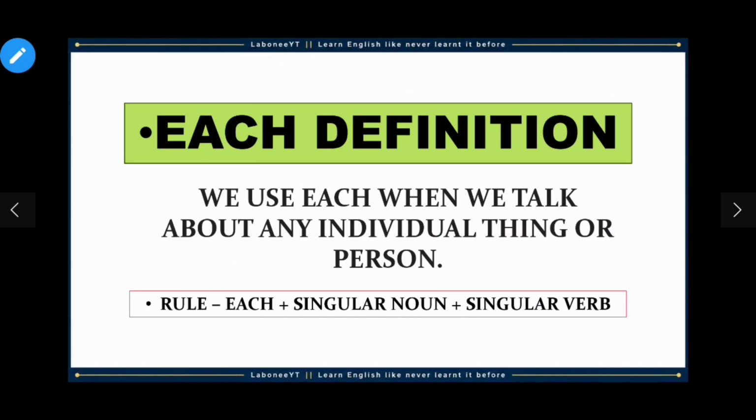So at first we shall know the definition of each. We use each when we talk about any individual thing or person. So when we use each when we are talking about any individual thing or person, that is a singular noun. So it has a specific rule to describe this each and its definition, how to use it. So what the rule is exactly? The rule is each, singular noun, and then singular verb. Let's talk about this specific thing with an example, definitely.